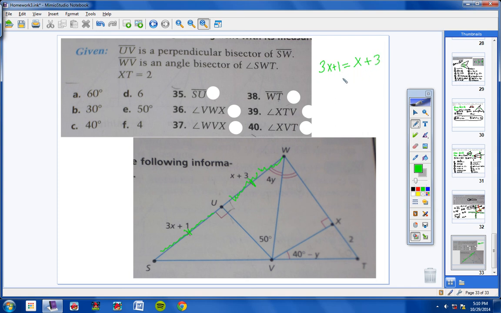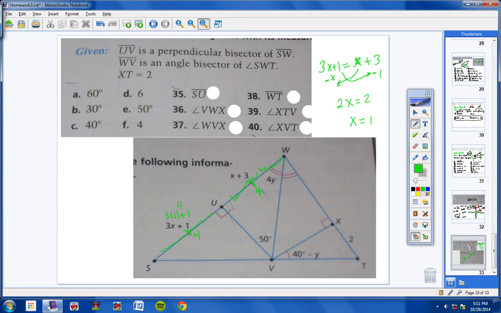Now let's solve for x. Bring the x over and make it a -x. Bring the +1 over and make it a -1. And I'm left with 2x equals 2. Now divide both sides by 2, and you're left with x equals 1. So if x equals 1, then where the x is here, I'm going to put 1. So 3 times 1 plus 1 would be 4. So this whole length right here is 4. So this length here is also 4 right here.